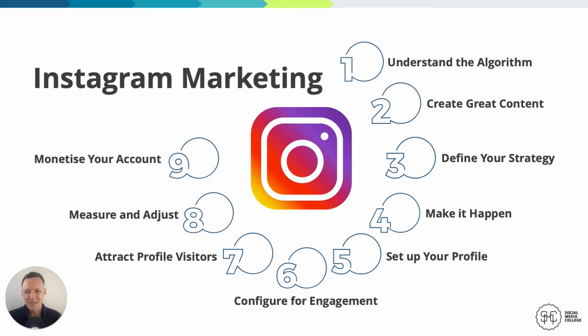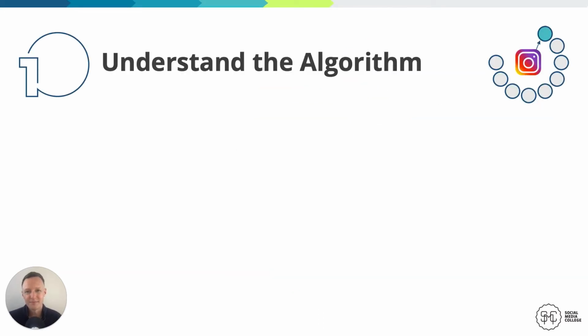Step 8 is to measure and adjust. Look at the results that you're getting and make the adjustments that you need to make to improve your results. And then finally, we'll talk about how you monetize your account. What are the options available to you to turn those followers into dollars? So this video is going to be looking at understanding the algorithm. So let's dive straight in.